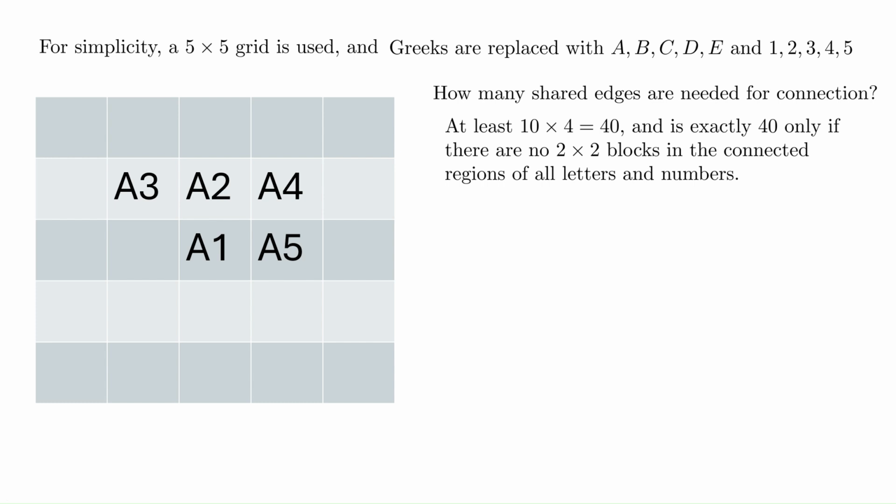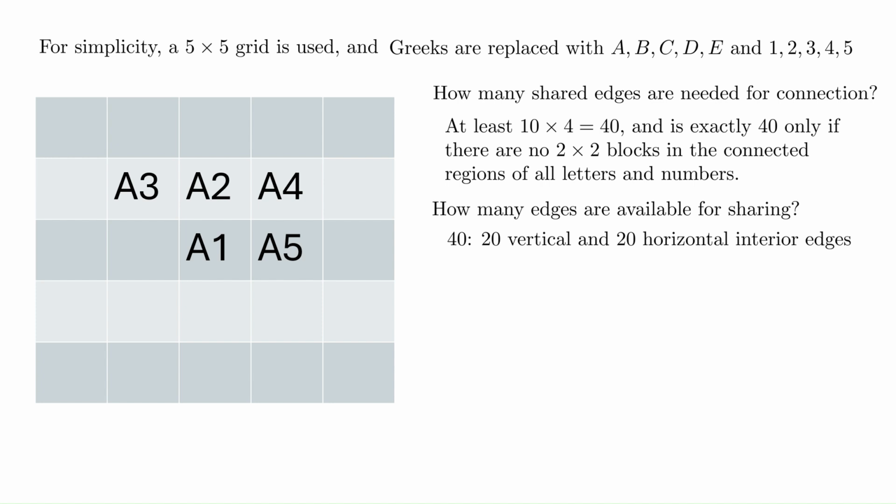So the answer to the first question: there are 5 letters and 5 numbers. Each of them needs at least 4 edges for connection. We would need at least 40 edges for such purpose. The second question, how many edges are available for sharing? Only interior edges can be shared. There are 20 vertical and 20 horizontal edges, so the answer is 40.